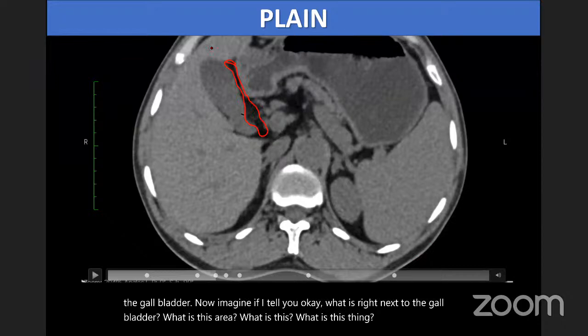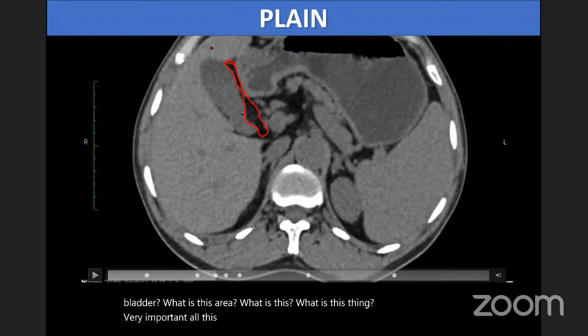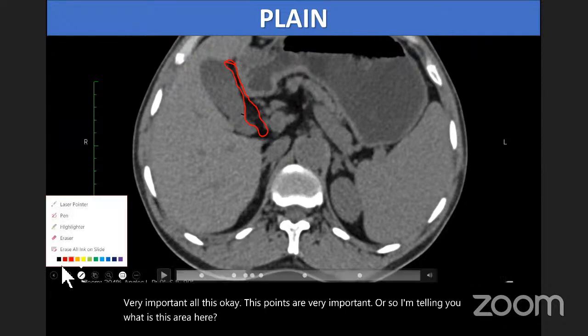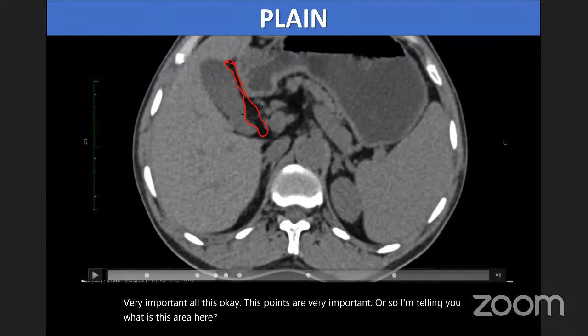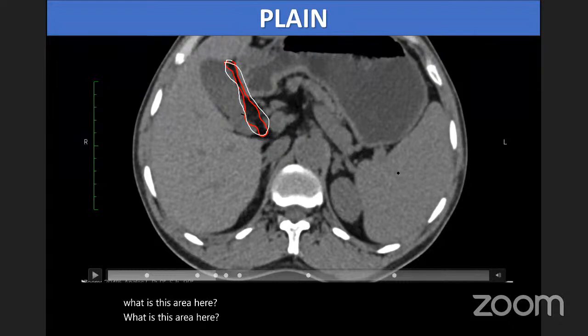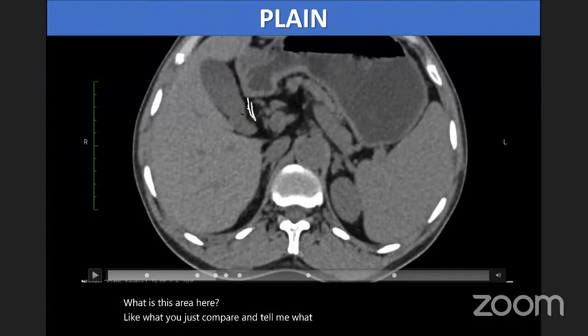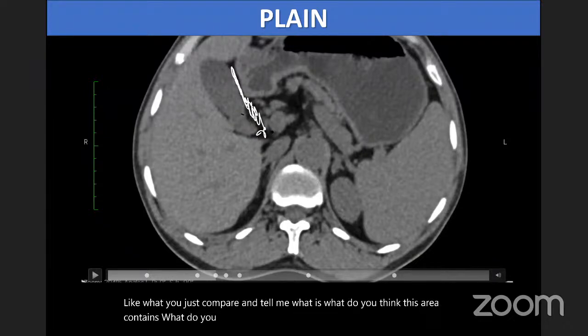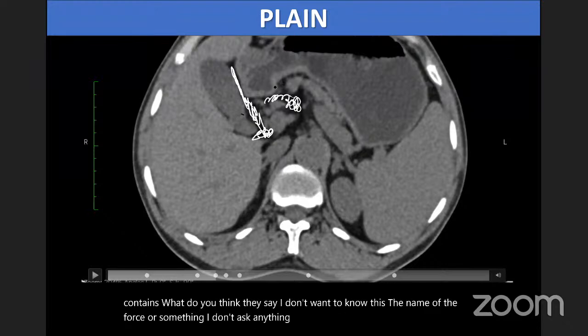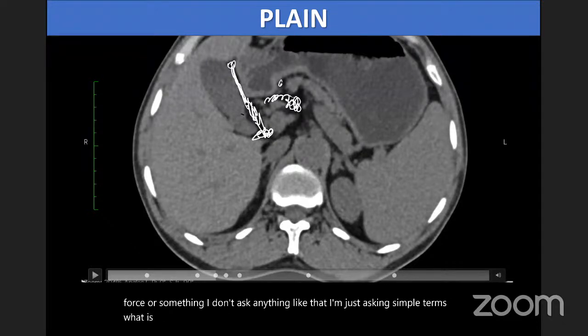These points are very important, that's why I'm telling you. What is this area here? Just compare and tell me, what do you think this area contains? I don't want to know the name of the fossa or anything like that. I'm just asking in simple terms. What is the content in this area? That's all you tell.